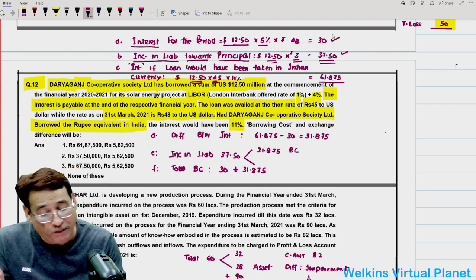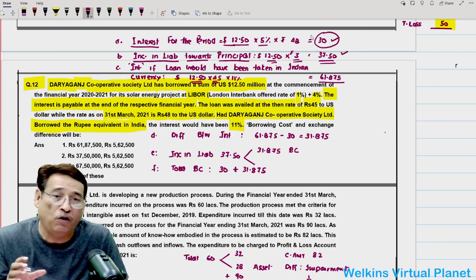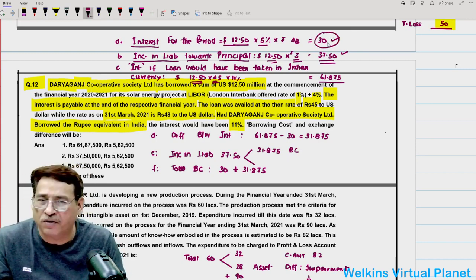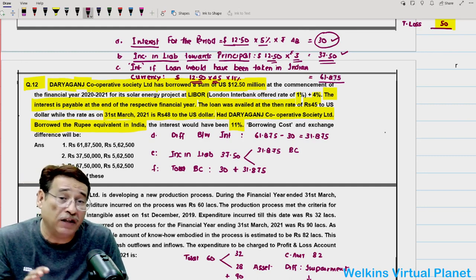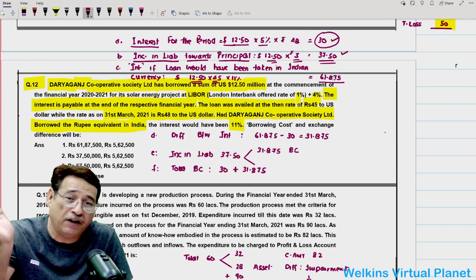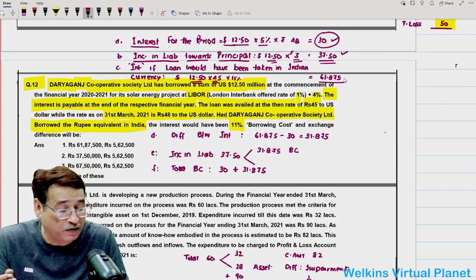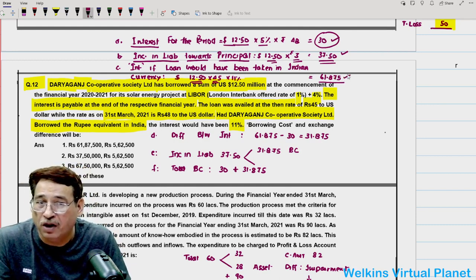61.875. Remember one thing, right now you have taken this loan from outside India and your interest is just about 30 lakhs or 30 million, whatever it is. However, if this particular amount of loan you would have taken from an Indian organization, in that case your interest would have been equal to this much, correct?